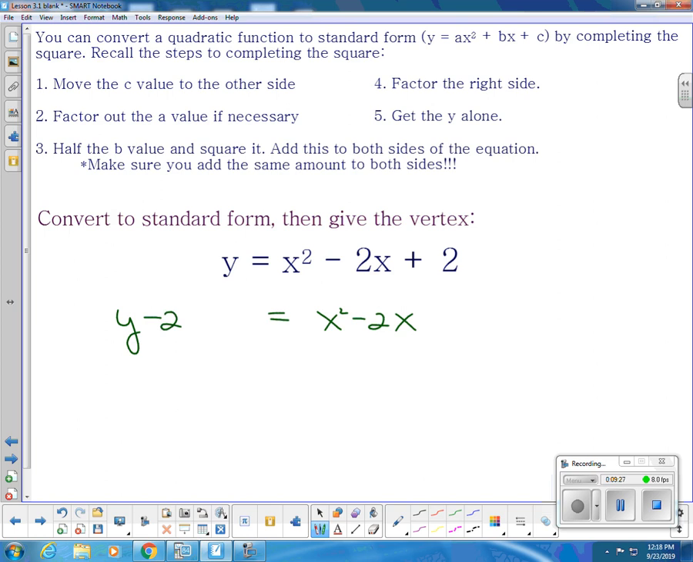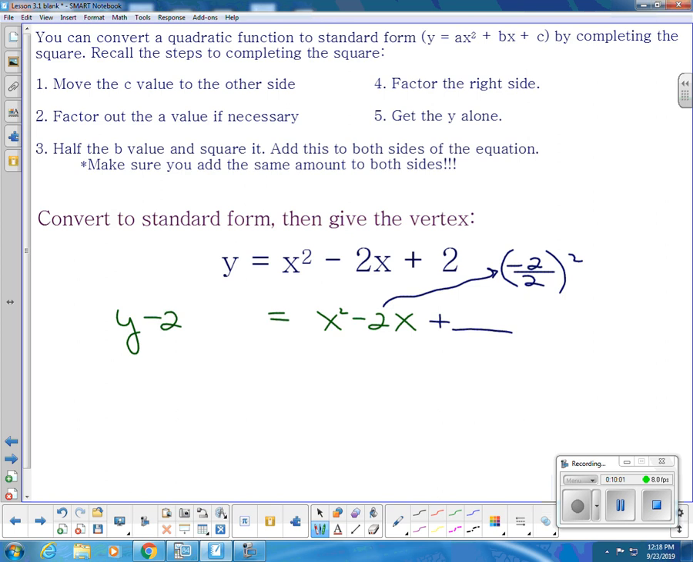The second step, if you have an a value other than 1, you're going to factor it out now. But we don't. Okay, but if there was an a value, you would have to factor it. So now we are going to add something to make it a perfect square trinomial. So you take this middle number, this b value you have, split it in half, and square it.